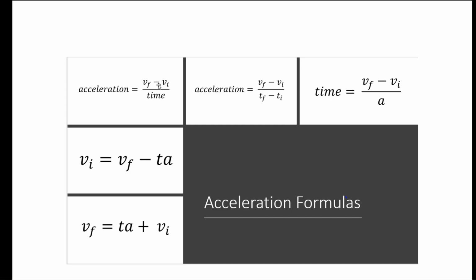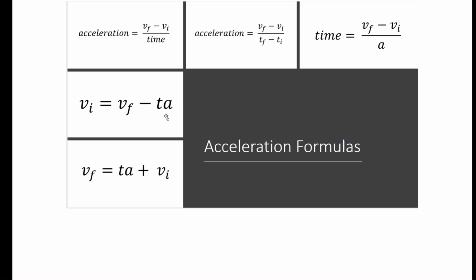So it's our velocity final minus our velocity initial divided by time. It can also be written as velocity final minus velocity initial divided by time final minus time initial. And then we can use this to solve for time, right? Our time is equal to our velocity final minus our velocity initial divided by our acceleration. We can rearrange this to solve for our initial velocity. It's velocity final minus time times our acceleration. We also have our velocity final, which is equal to our time times acceleration plus our initial velocity.